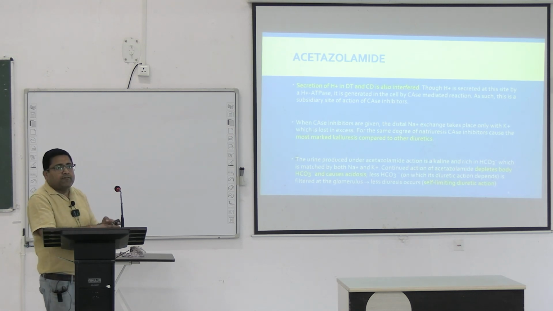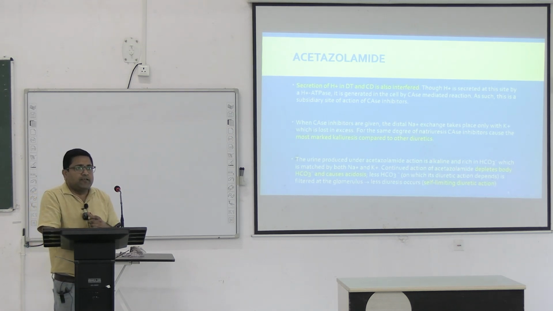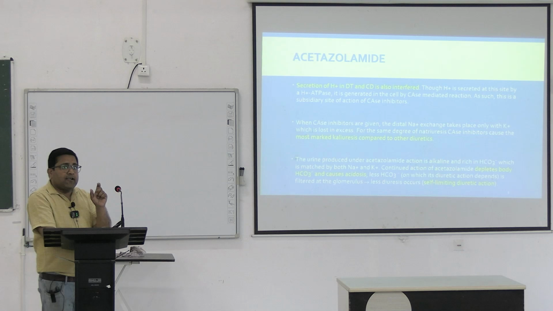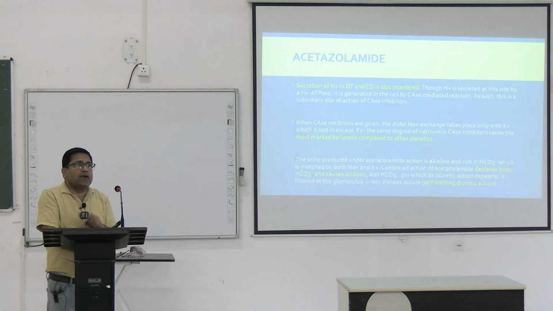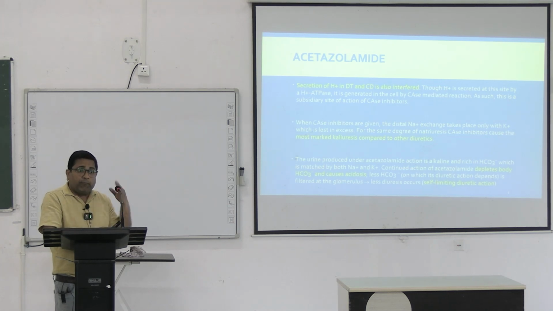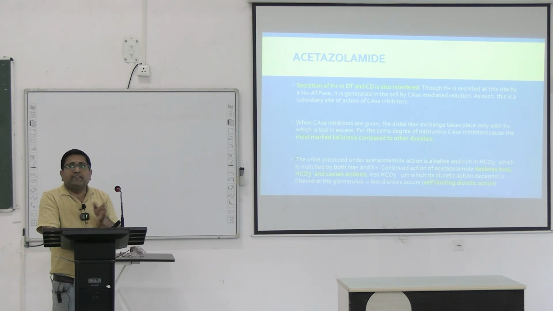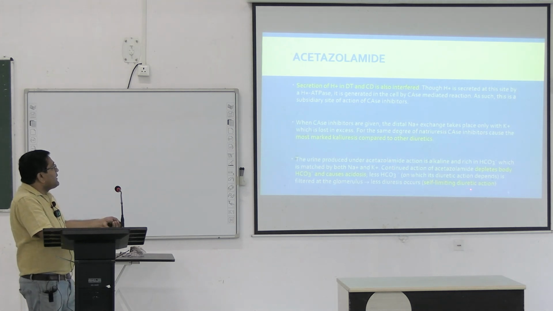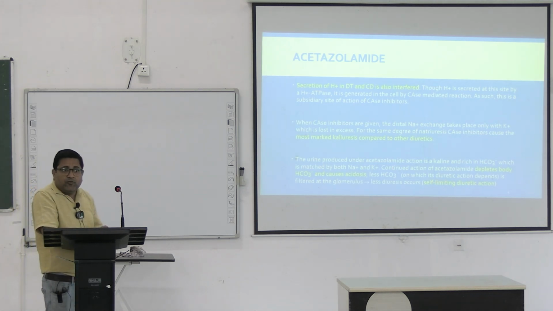Continued action of acetazolamide: what happens? If acetazolamide is used continuously, then more and more depletion of bicarbonate stored in the body occurs. Now, the diuretic action of acetazolamide is dependent on the bicarbonate present in the urine. If less bicarbonate is available in the urine because of depleted body bicarbonate stores, then less diuresis will occur with continued use of acetazolamide. So it shows self-limiting diuretic action with continued use of the drug.